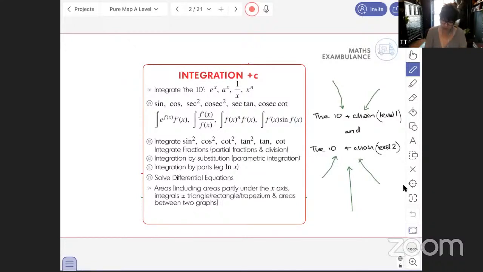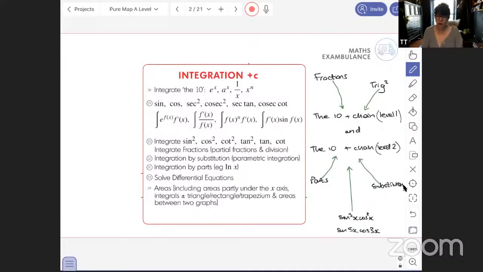So what are the things that we can change? We've got fractions. We might need to fiddle around with some fractions. We might have trig that we need to fiddle around with until we get it into one of the 10. We might have some trig functions squared, or there's other trig things like, for example, sine cubed x cos squared x, stuff like that, or sine 5x cos 3x, stuff like that. And there's also parts, integration by parts, and then integration by substitution.